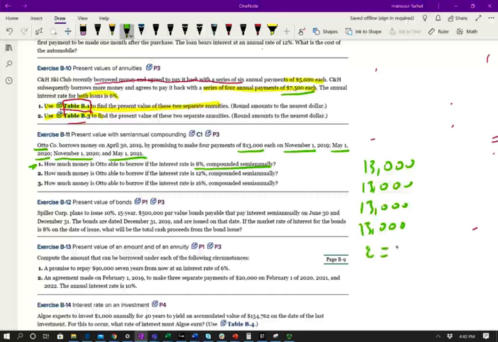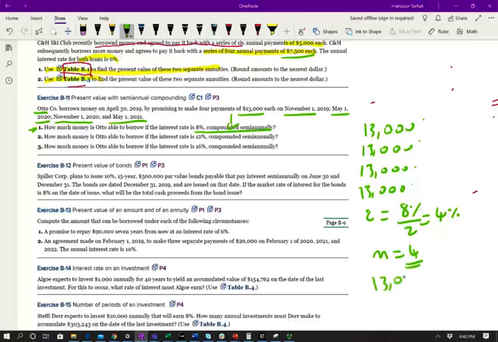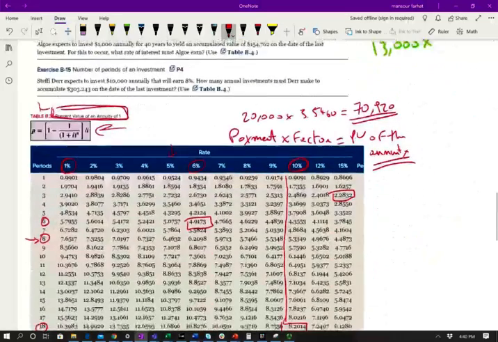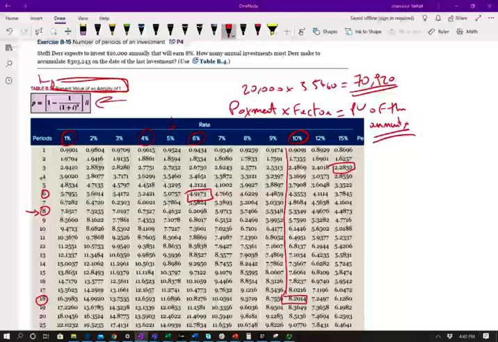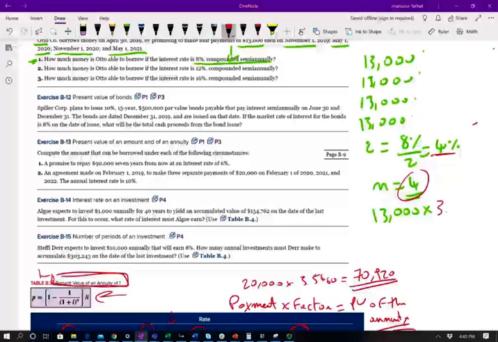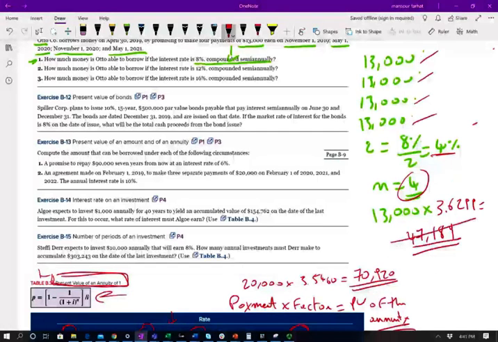We are told the annual i is 8%, but the interest is compounded semi-annually. It means you have to divide i by 2, so the interest rate is 4%. n equal to 4. We have 4 payments, 4 periods: 1, 2, 3, 4. Now all I have to do is go to the table, 13,000 times the present value factor, i equal to 4%, n equal to 4. 4% and 4% meet at 3.6299. So 3.6299, and Otto can borrow 47,189. Otto will borrow this money, and Otto will pay 13,000 each time, and this loan will be paid off.